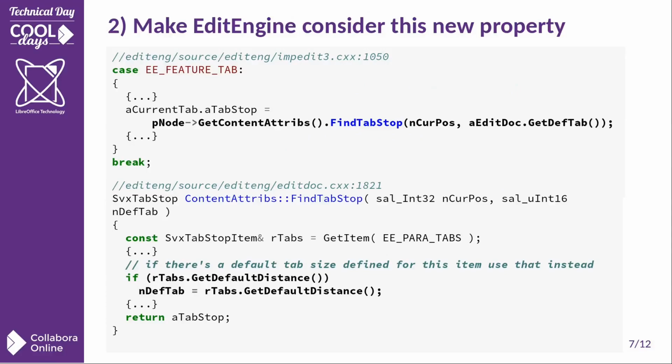It is important to reiterate here that the scope of this work was Impress and Draw. Therefore, the behavior is only implemented in EditEngine for now. So what is implemented here won't cover Writer. After a bit of research, it appeared that EditEngine determines the tab stop position inside CreateLines. This is done through a function in ContentAttribs called FindTabStop. So we make sure FindTabStop considers the paragraph scope tab stop distance we put in place, and that's about it for here. With that in place, we can move on to exposing the UNO API.